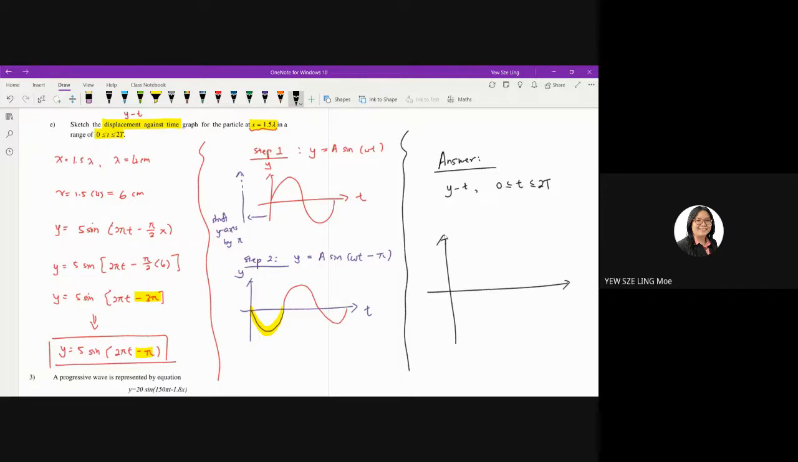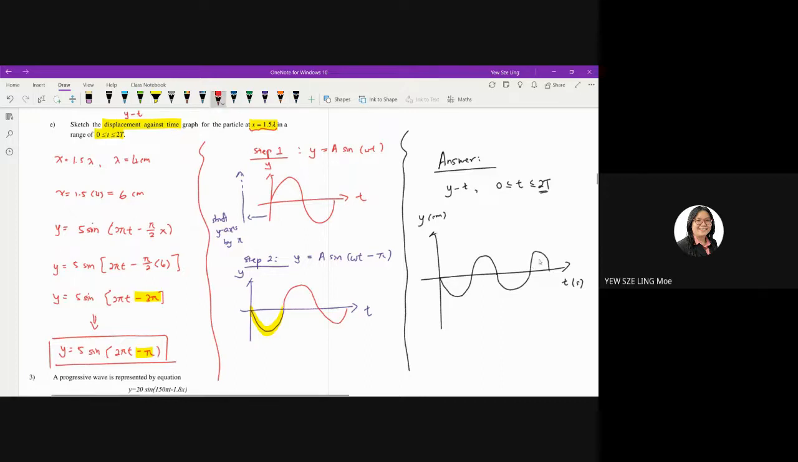This is the answer. According to step 2, now my graph should go towards here. So this is 1 cycle, 2 cycles. Wait, this graph is a bit off. Let me redo it. So I have a y against t graph. y is in terms of cm, t is in terms of seconds. So now this is the shape according to my step 2. The question is asking for 2T, so I need 2 cycles. So I add in 1 more cycle here. Done. That's the answer.